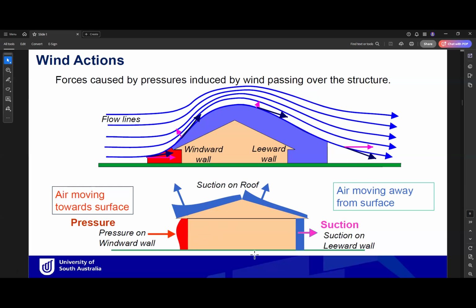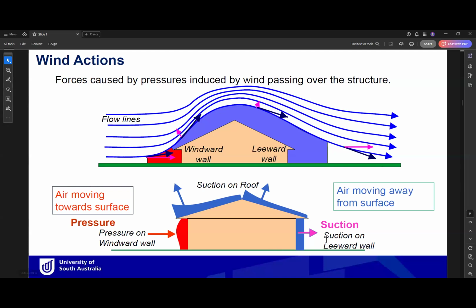So, for example, in the bottom diagram or the bottom sketch, we have air moving towards the surface. So we have one surface, the red wall, which is under pressure. This wall facing the wind will be under pressure, and this wall is called the windward wall. On the other side of the building, the wind will be dragging the wall or making suction on the building. This wall at the rear is called the leeward wall.